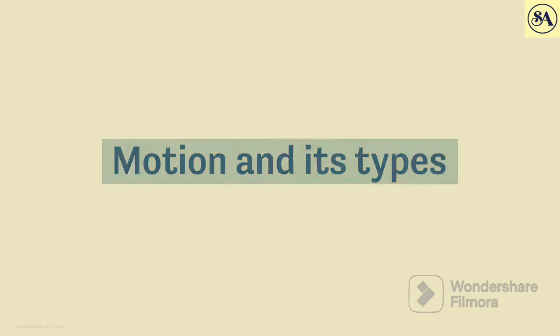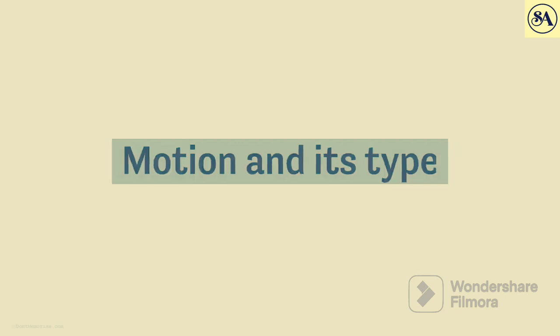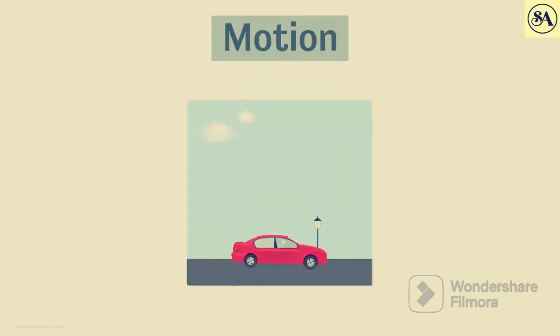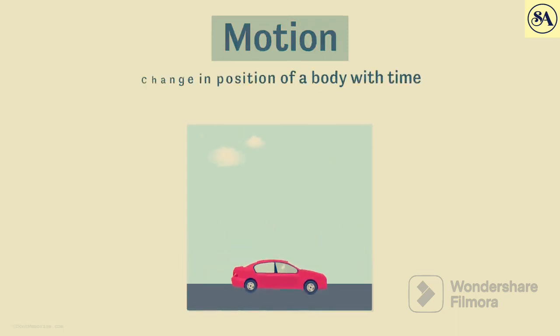Studied motion and its types. Let's have a quick review. Let's start with motion. In simple words, if a body is moving, it's described as motion. That's all. In slightly more technical words, motion is defined as a change in the position of a body with time. Yes, change in the position with time.